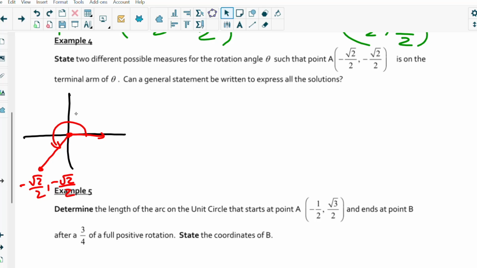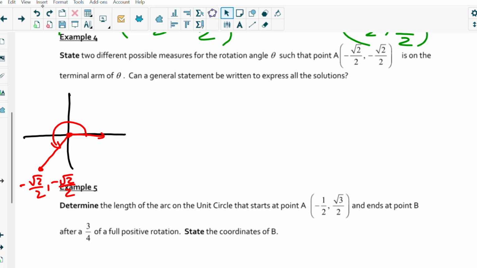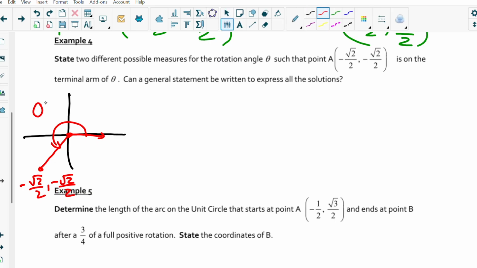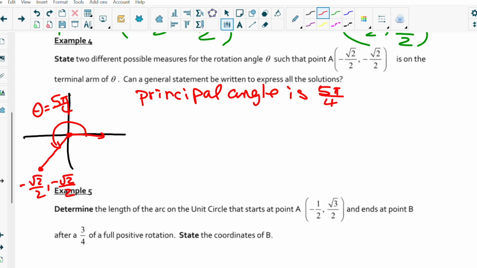Well, that's pi over 4, 2 pi over 4, 3 pi over 4, 4 pi over 4, 5 pi over 4. Okay, so theta here equals 5 pi over 4. So my principal angle, remember that, principal angle is 5 pi over 4.